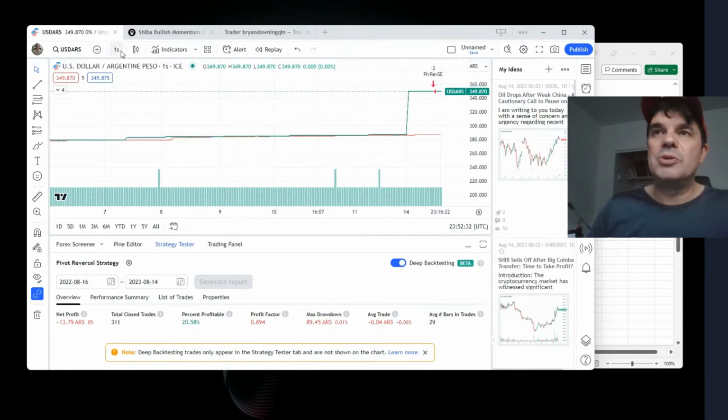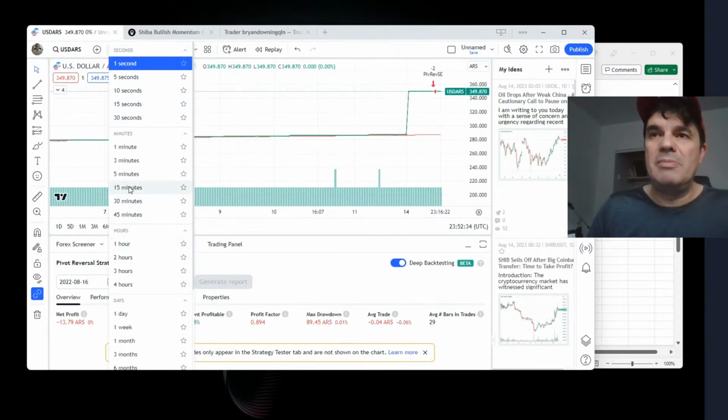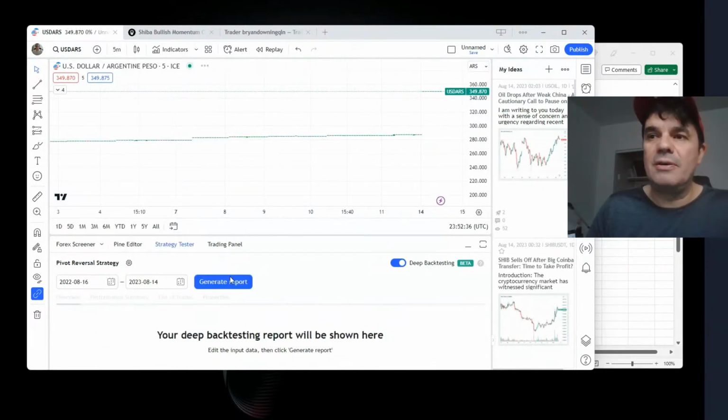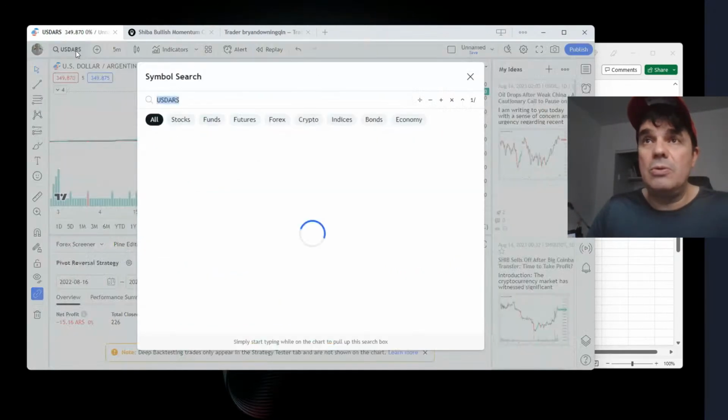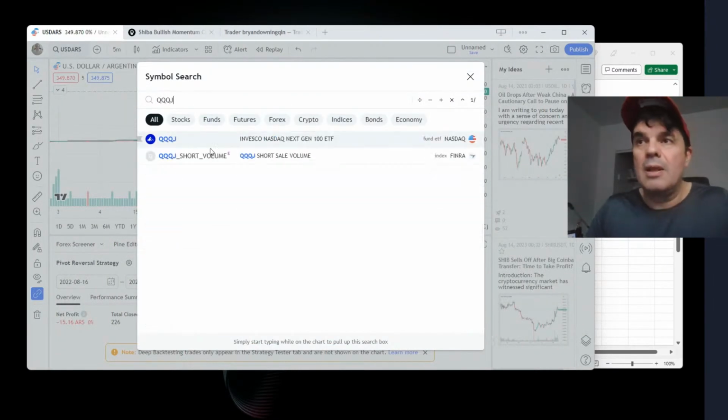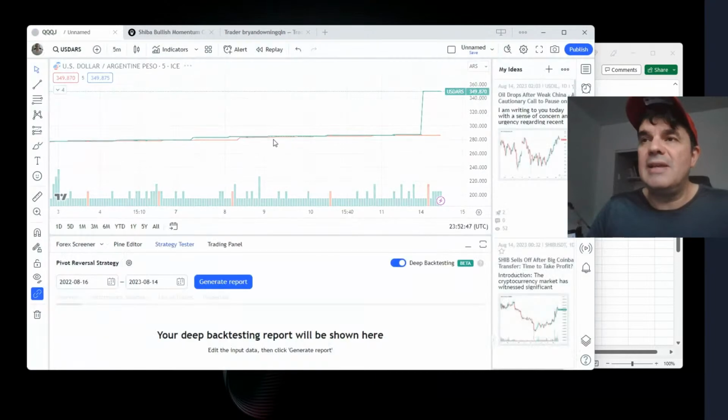No, let me try just one more. I'll do a 30-minute. Oh, maybe do a 5-minute chart. Let's see how this one's looking. Yeah, it's not much. You want me to take a look at that one? QQQ. I think that's Japan, isn't it? Next gen ETF.